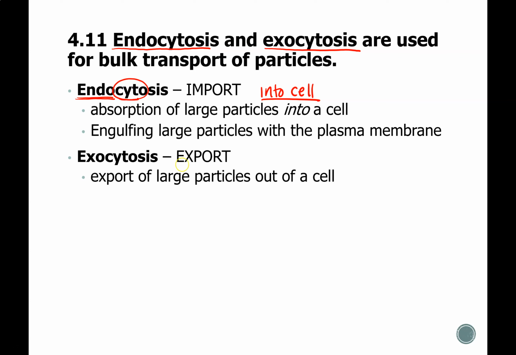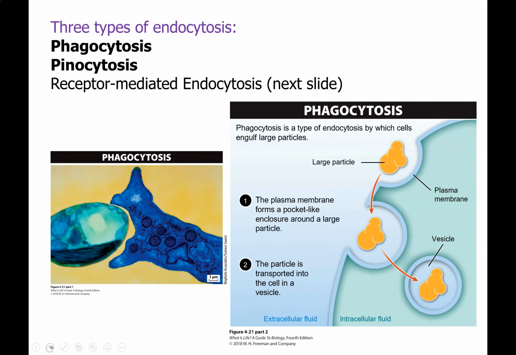Exocytosis is the opposite. This is the export, exo meaning out of the cell. It's the export of large molecules out of the cell. So basically what happens here is the molecules are pushed to the edge and essentially shoved out. So let's look at what this looks like.